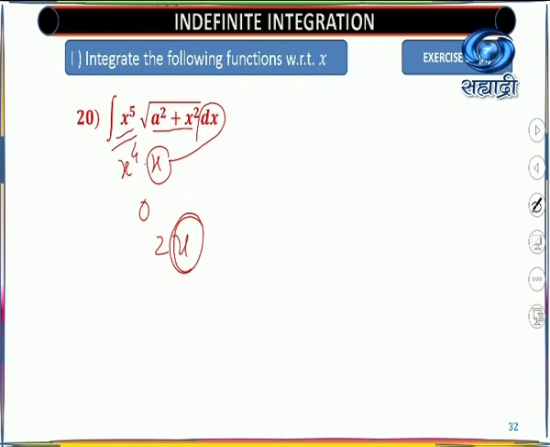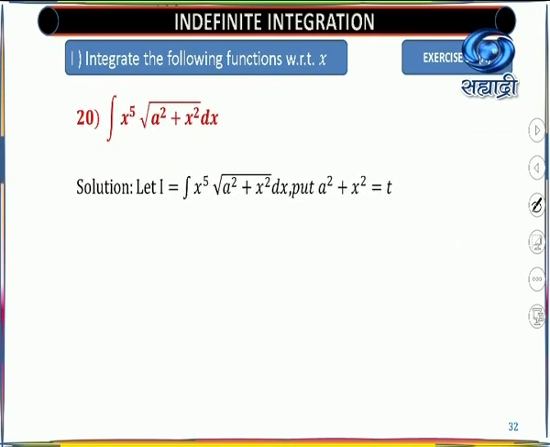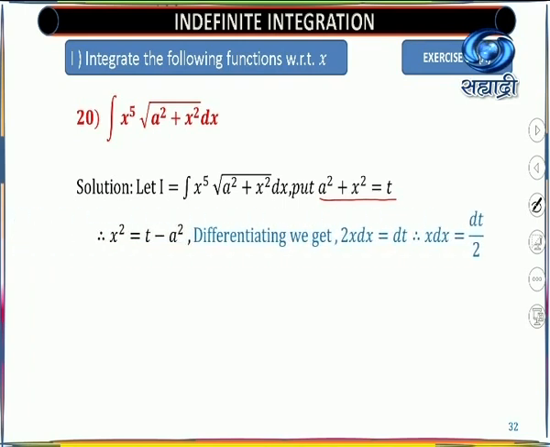So we'll start with whatever we have as our function. So that function I equal to integral x raised to 5 root of a square plus x square dx. Now substitute a square plus x square equal to t. Differentiating, what we'll get? First of all, we'll write properly because we need to substitute the value of x also. So x square equal to t minus a square, because a square you are taking this side, so it becomes minus.